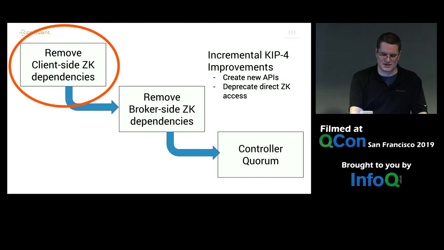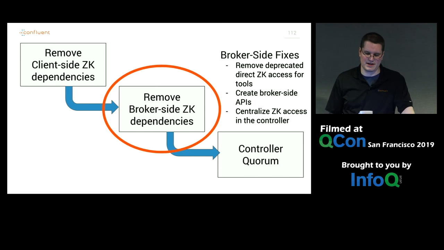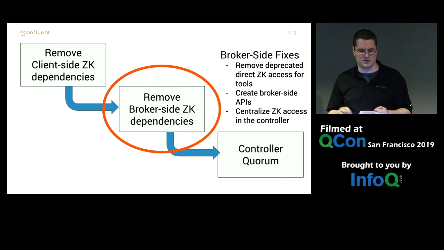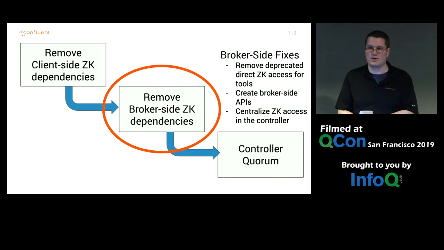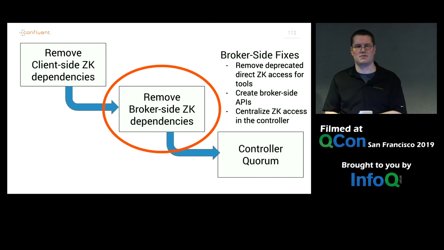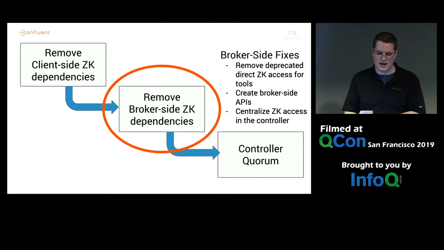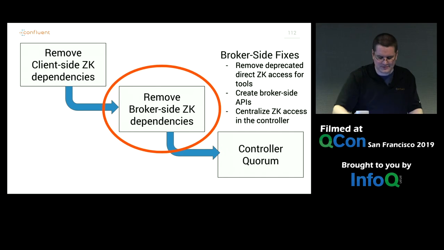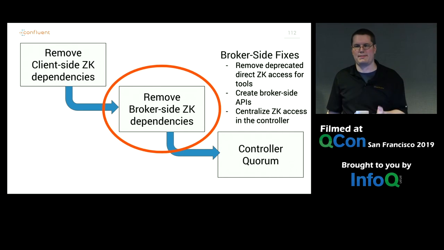The phase after this is to remove the broker-side Zookeeper dependencies. And in this phase, we actually will try to centralize the access to Zookeeper in the controller. And this will involve creating some broker-side APIs, sort of in a parallel echo of what we did on the client. I think this phase should also involve fully removing the Zookeeper access for the tools. You may ask why we didn't do it in the previous phase. And the answer is, we try to have a pretty generous deprecation policy in Kafka.